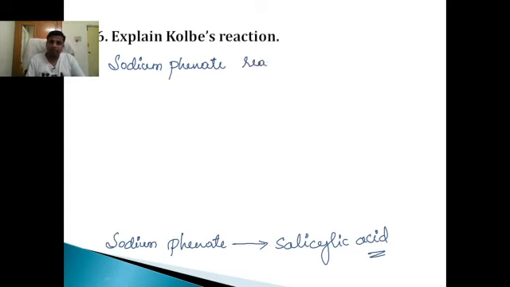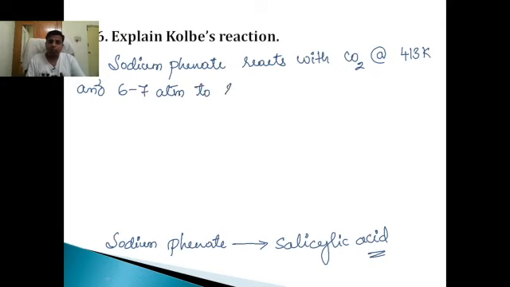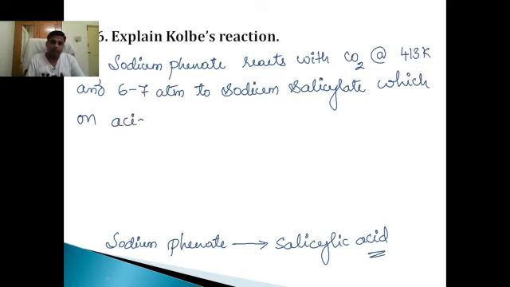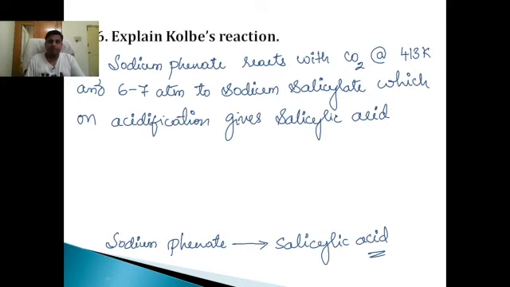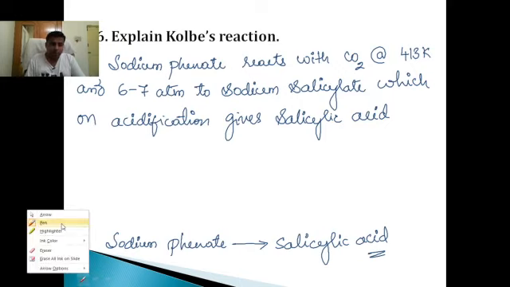Sodium phenate reacts with carbon dioxide at 413 Kelvin and 6 to 7 atmospheric pressure to form sodium salicylate, which on acidification gives salicylic acid. Now see the reaction. Just look at the reaction.